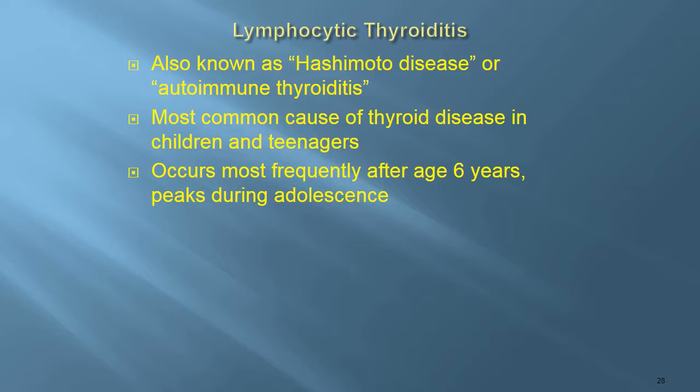Lymphocytic thyroiditis is also known as Hashimoto disease or autoimmune thyroiditis. It is the most common cause of thyroid disease in children and teenagers. It occurs most frequently after the age of 6, and it peaks during adolescence.